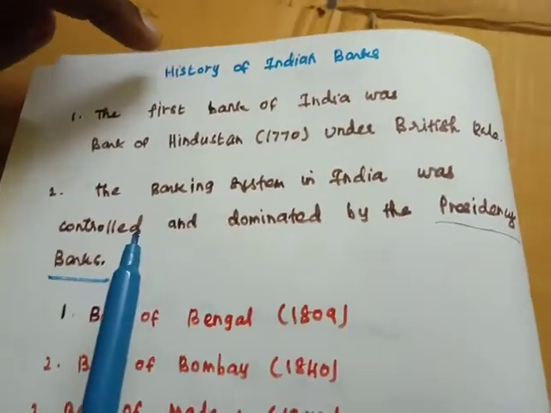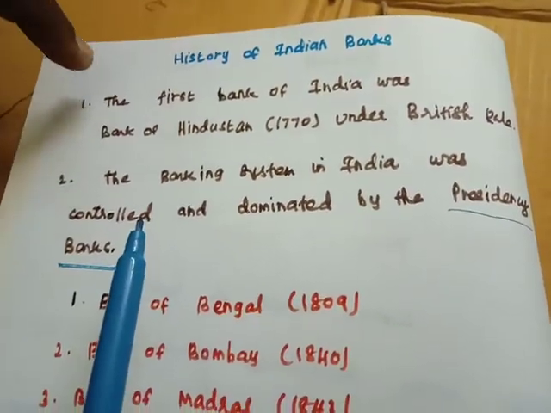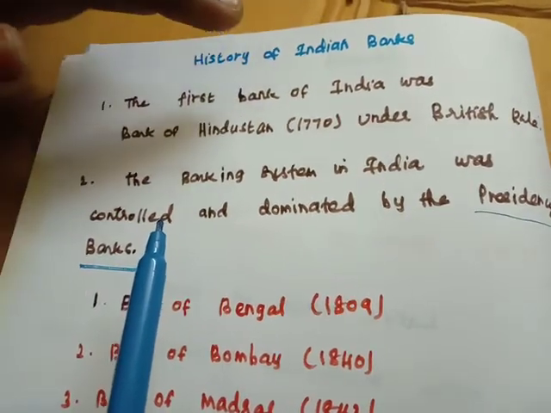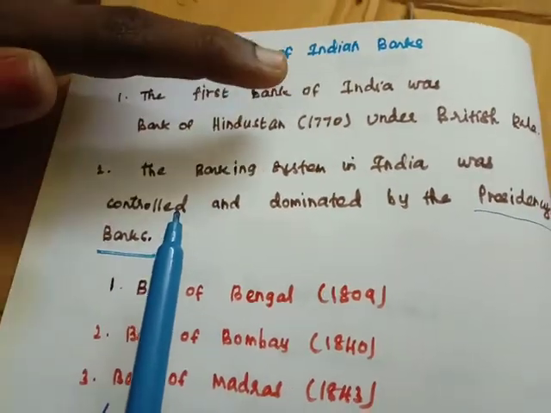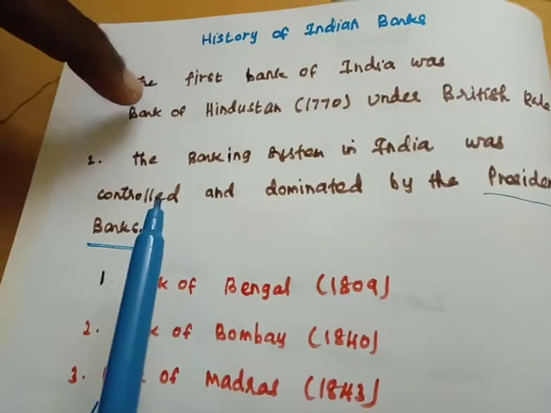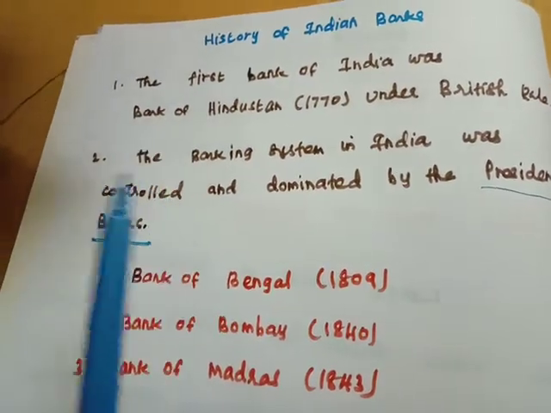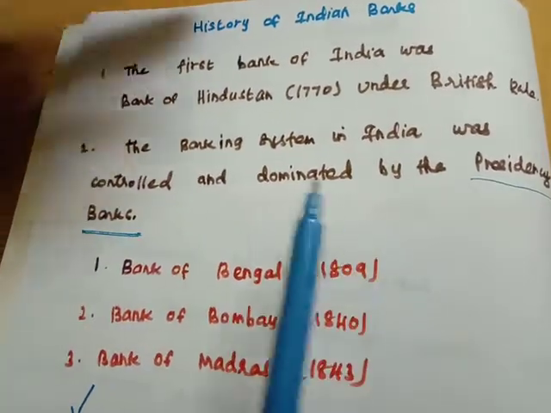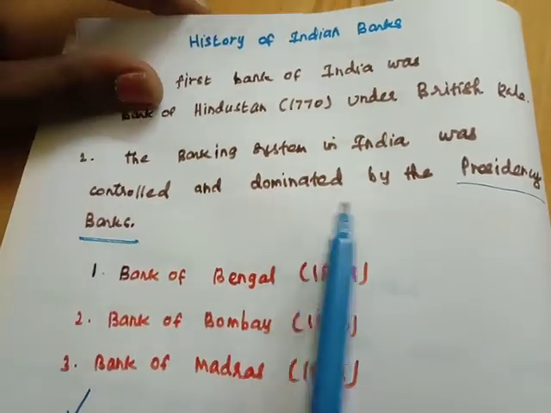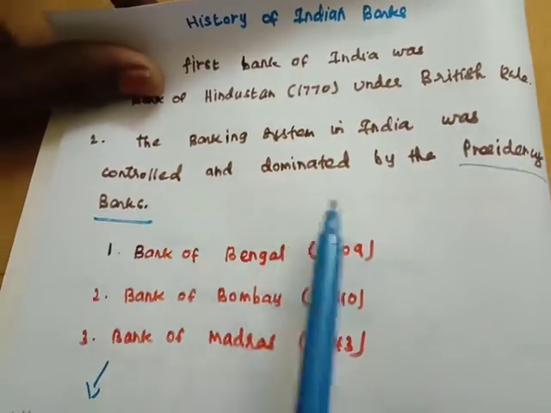Now we are going to discuss the history of the Indian banking system. The first Indian bank, the Bank of India, was started in 1770. That is known as the Bank of Hindustan under the British rule. The banking system in India was controlled and dominated by the presidency banks of the British government.